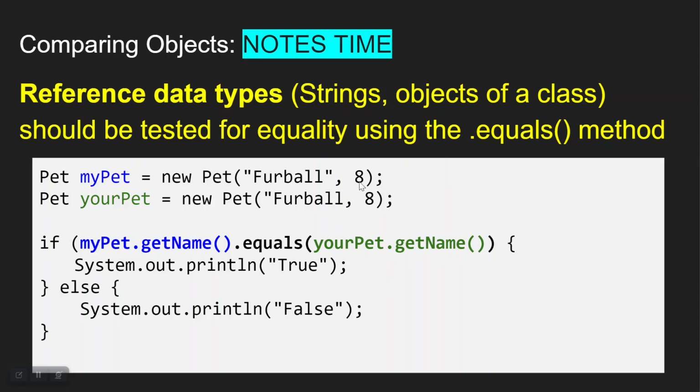So here we have two pet objects. Pet myPet equals new Pet with furball and 8. And then Pet yourPet equals new Pet, furball, and 8. And down here what I'm doing is saying if myPet.getName().equals(yourPet.getName()). So again, we're calling the getName method with myPet, which is going to return furball, and it's going to see, is furball equal to, and we're calling the getName method with yourPet, which is going to return furball. So obviously furball equals furball, so that's going to return true.